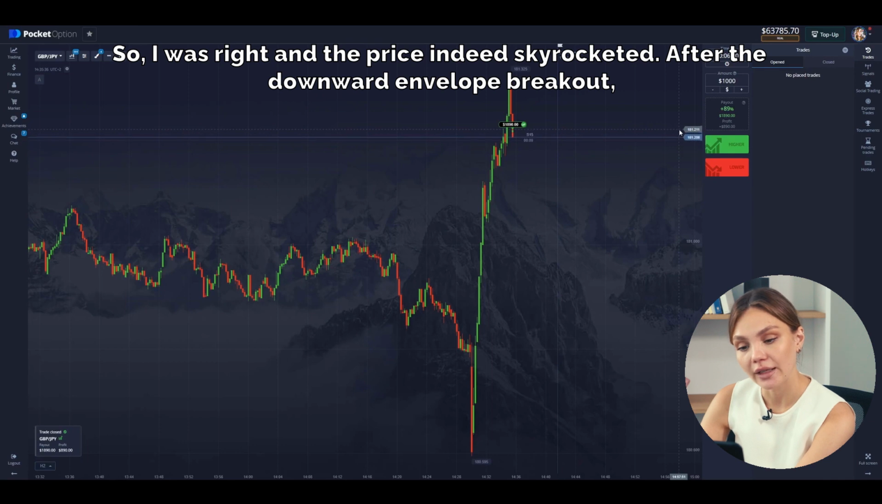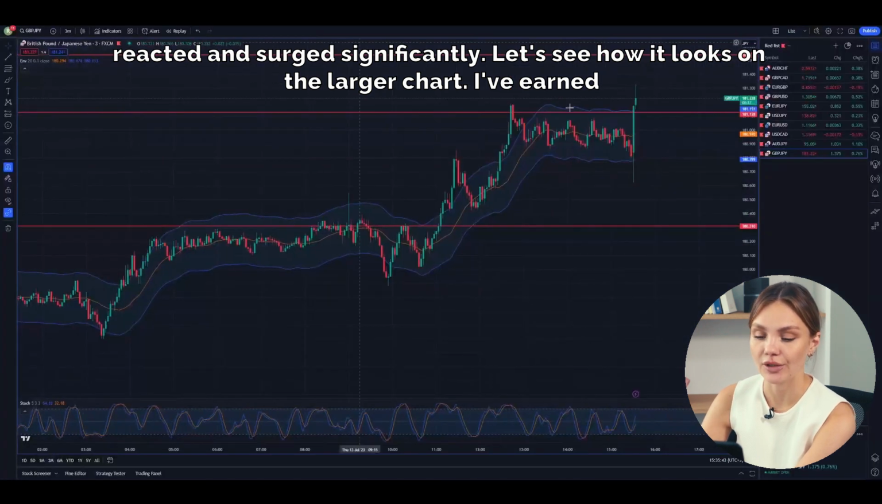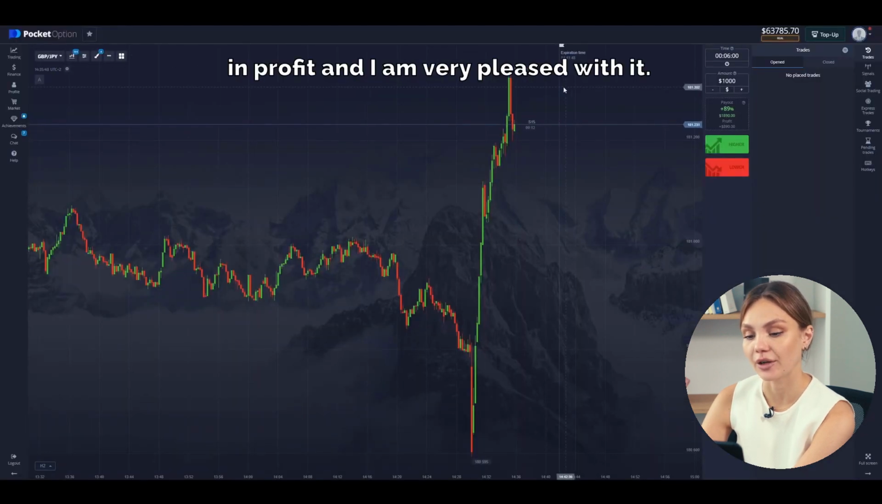So I was right, and the price indeed skyrocketed. After the downward envelope breakout, the price reacted and surged significantly. Let's see how it looks on the larger chart. I've earned $890 in profit, and I'm very pleased with it.